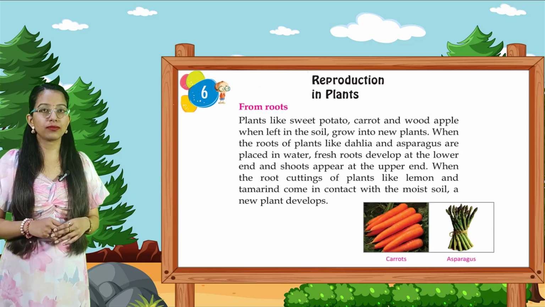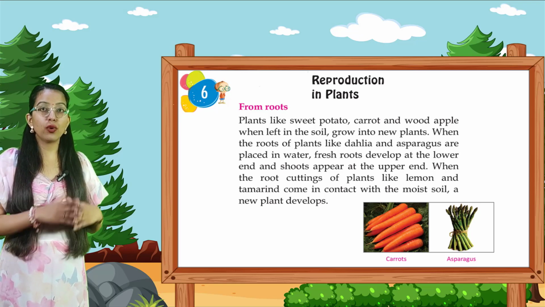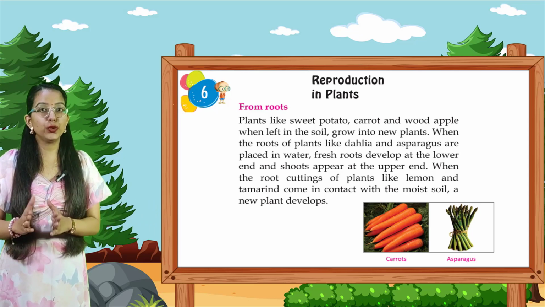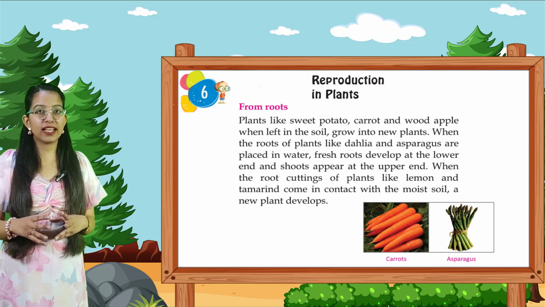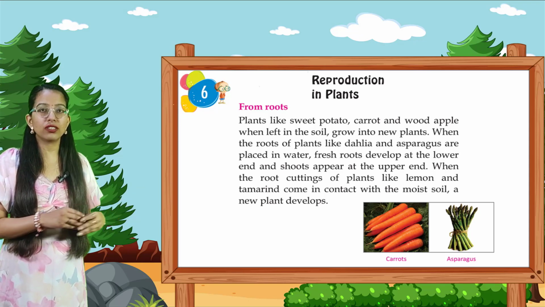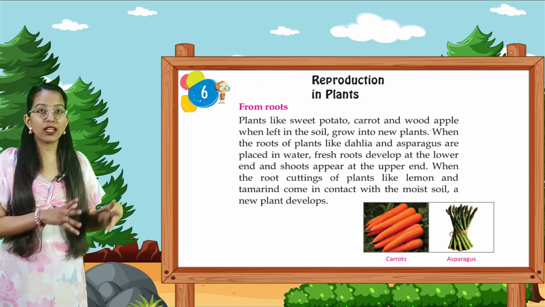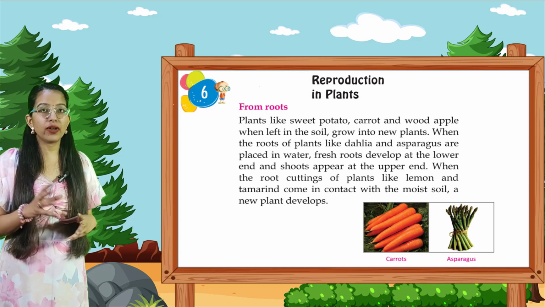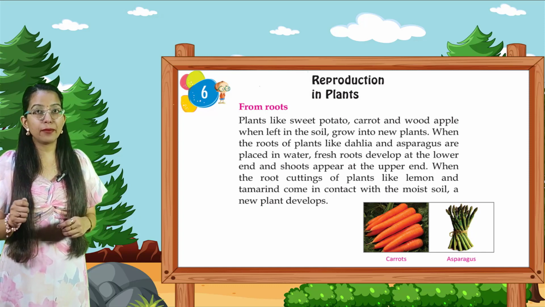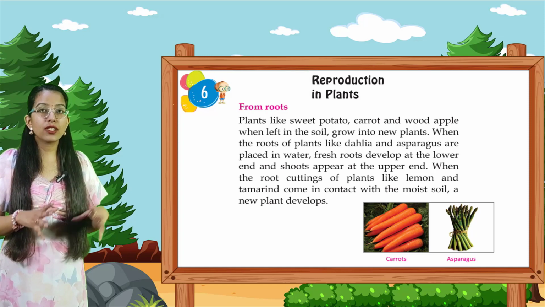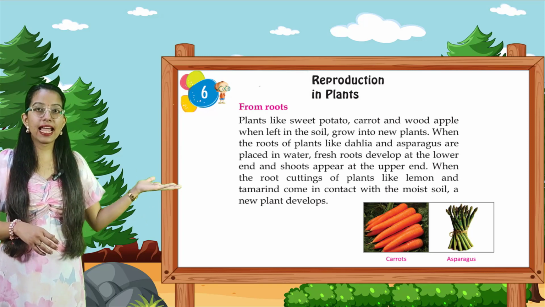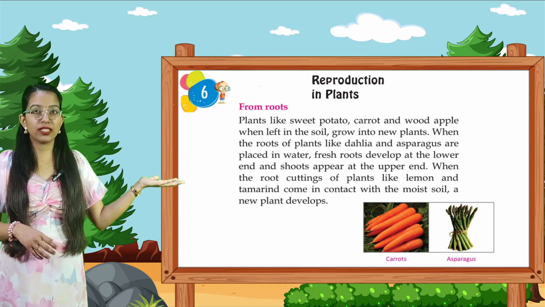From roots. Plants like sweet potato, carrot and wood apple, when left in the soil, grow into new plants. When the roots of plants like dahlia and asparagus are placed in water, fresh roots develop at the lower end and shoots appear at the upper end. When the root cutting of plants like lemon and tamarind come in contact with the moist soil, a new plant develops. Carrot and asparagus. Look at the draw, students.